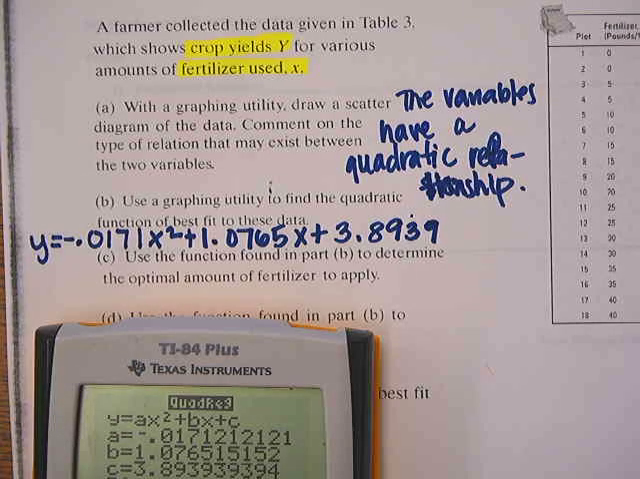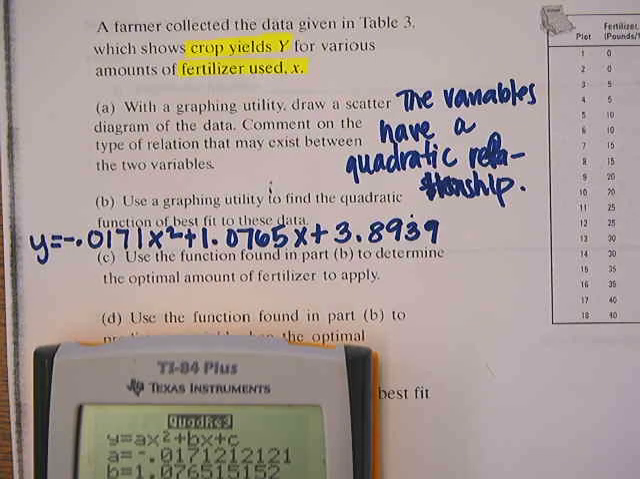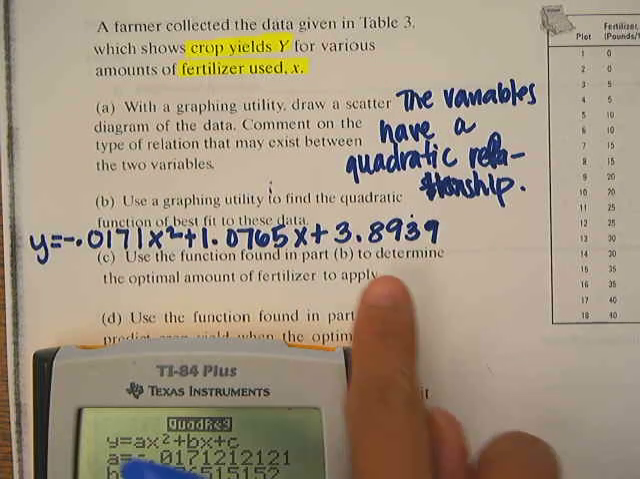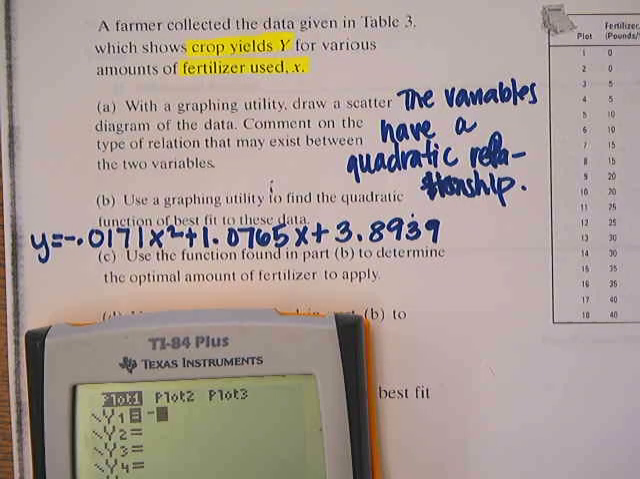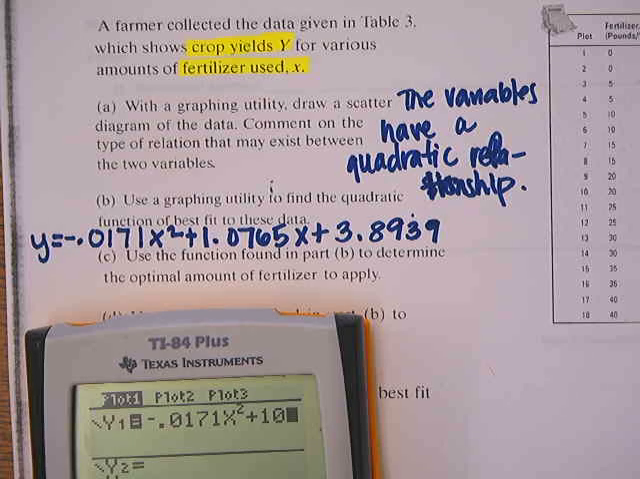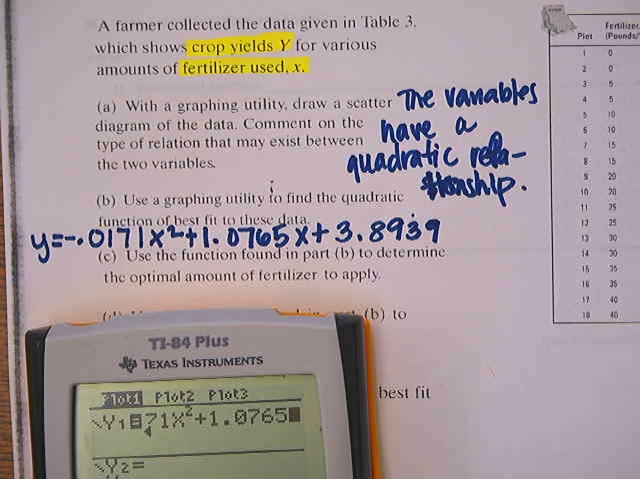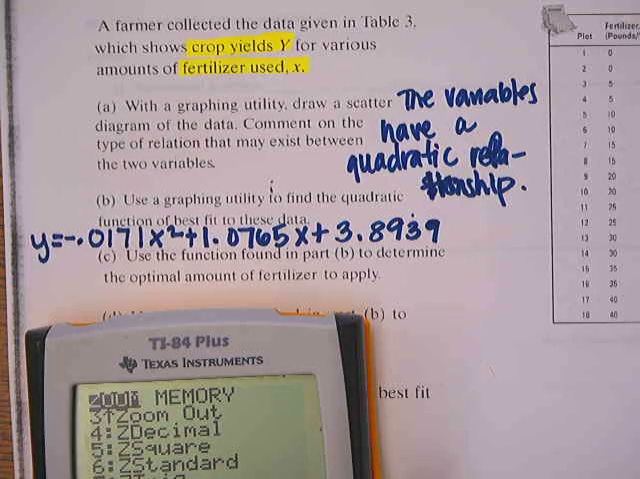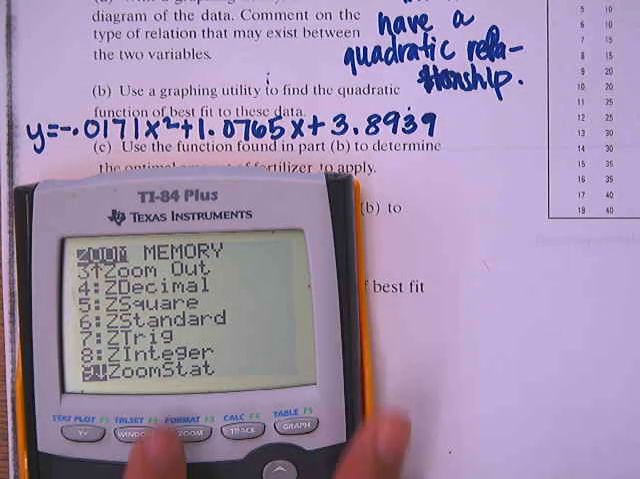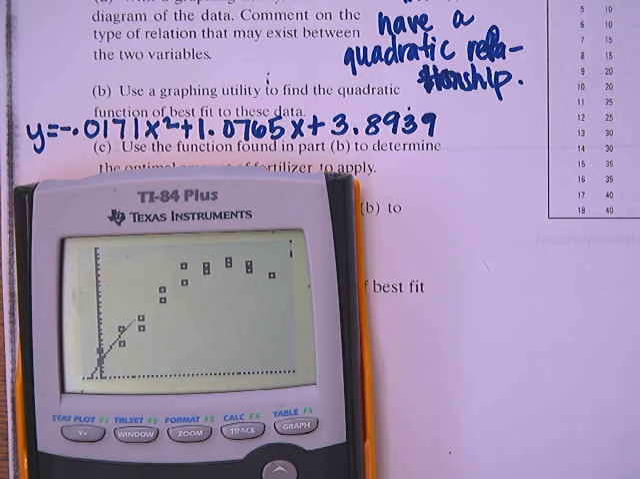All right. Part C, use the function found in Part B to determine the optimal amount of fertilizer to apply. All right, so now that we have that equation, go to y equals, put in that equation. Look at that, okay? Negative 0.0171x squared plus 0.0765x plus 3.8939. Okay, let's go to zoom and let's go to stats, zoom stats, and hit enter. It draws it for you.